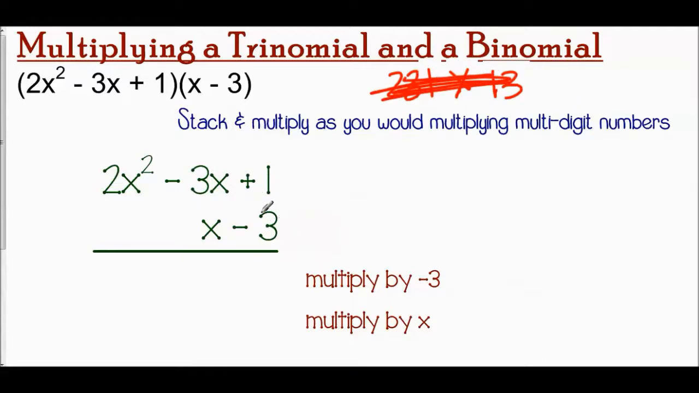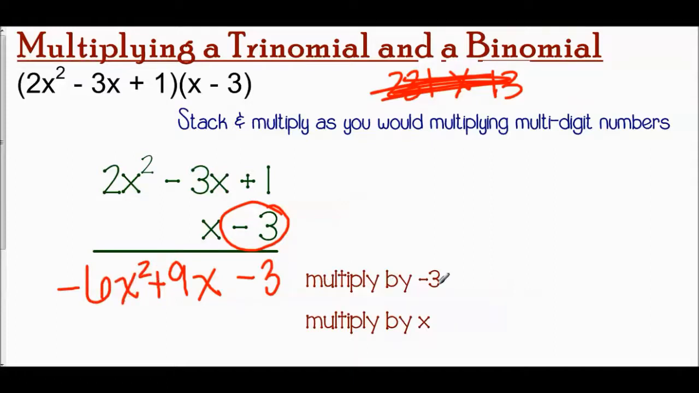So as I would before, I'm going to start with -3. And I'm going to multiply that times 1, which is -3. Then -3 times -3x would be positive, because negative times negative is positive, 9x. And then -3 times 2x squared would be -6x squared. So that's where I have multiplied by -3. Now I'm going to multiply by x. Just as before, when I would do whole number multi-digit numbers, I have to do a placeholder. You can either skip over or put a 0 there as a placeholder.